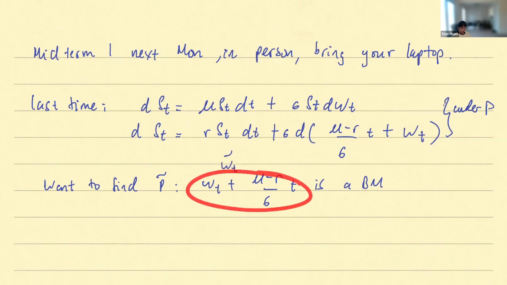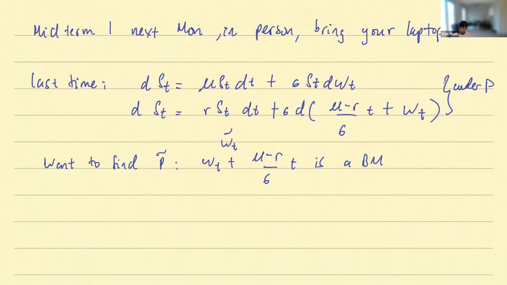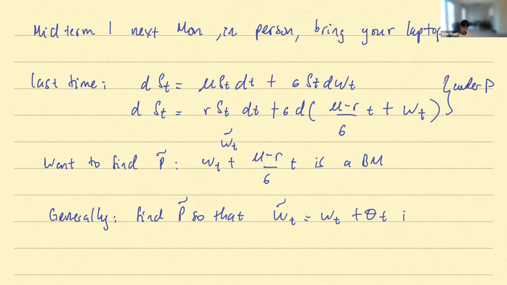And again, the point of the lecture last time is to convince you of the reason why we want to do that. It has to do with the whole risk-neutral pricing framework. But anyway, the abstract question, the general question then is, okay, for any theta.